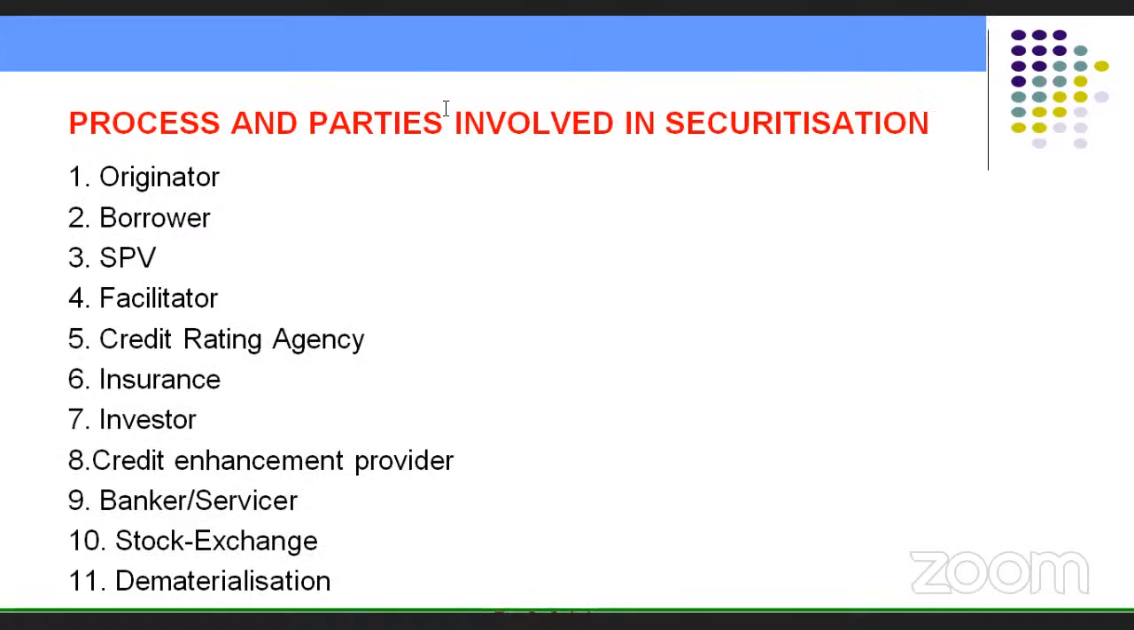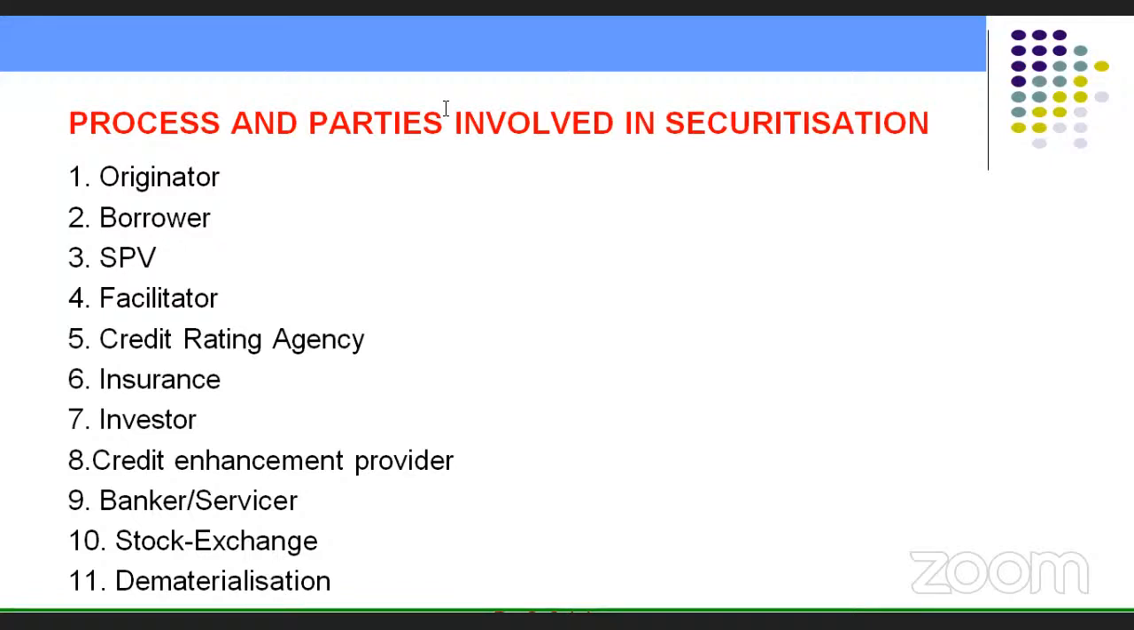Originator. Who is the originator? The first and foremost in the entire process of securitization is the originator, who originates the pool of assets from his assets. It could be a company, bank, housing finance company, or non-banking finance company. They become the originators, which have assets in the form of account receivables with cash flows arising in future. The originator is also called in some places a seller because the party sells the assets to the special purpose vehicle.